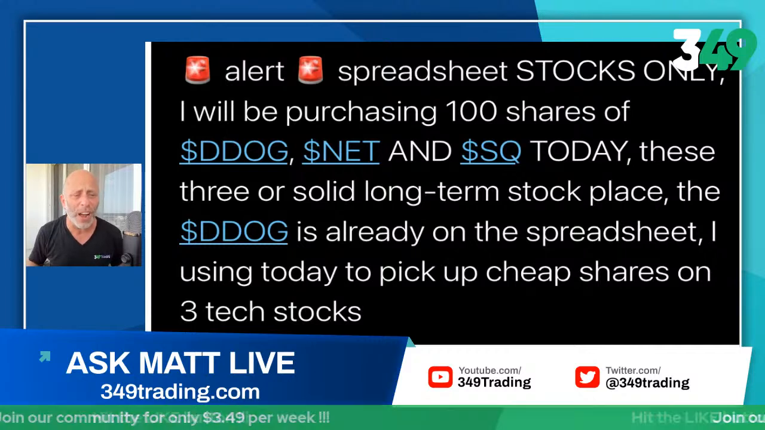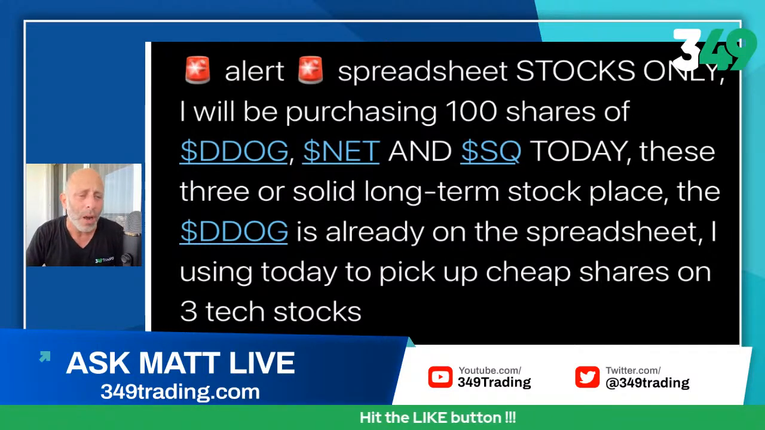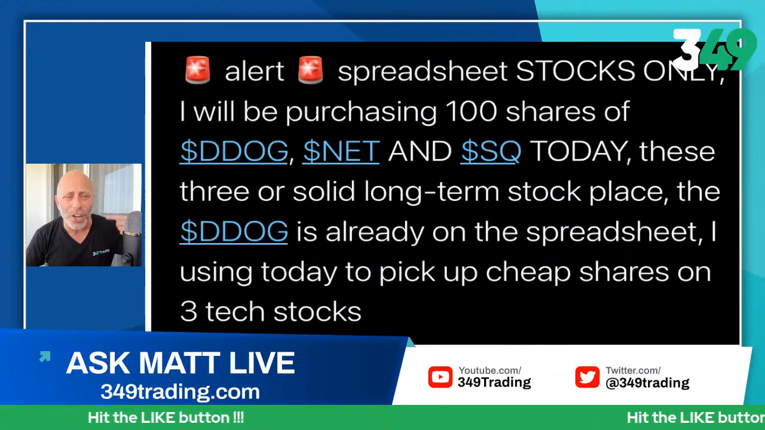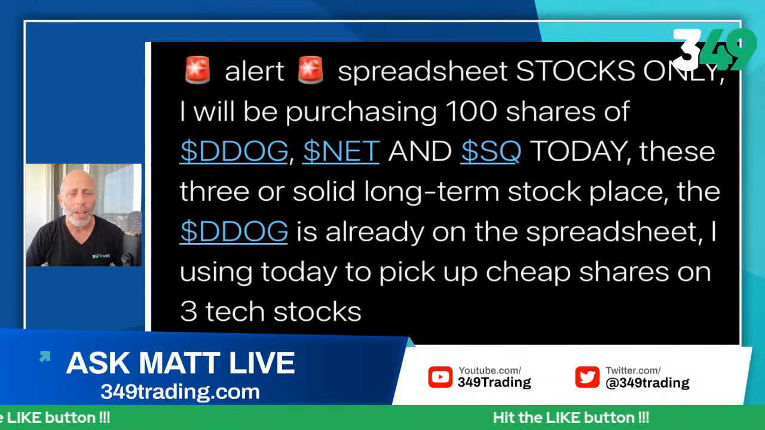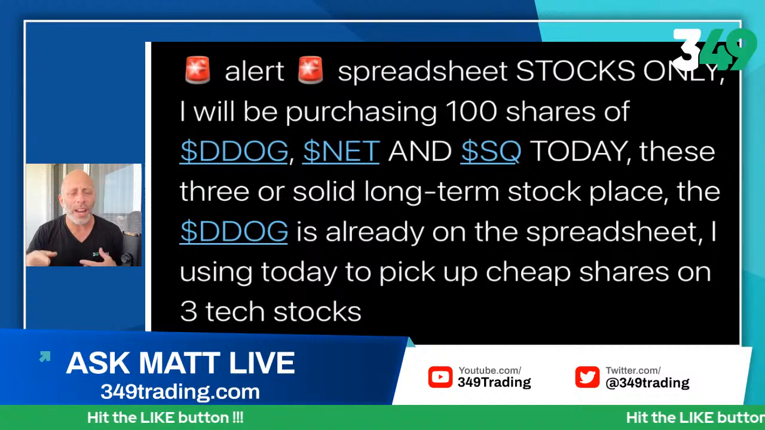My spreadsheet's still on fire. I think I'm not 82%. I think I'm 80%. Okay, this is my alert pre-market. All right, pre-market, I give this out. I said I'm purchasing 3 different stocks, DDOG and Net, which are cloud service companies, and Square, because Square was beat up like 4% pre-market. All right, then I tweeted out my position when I got in.